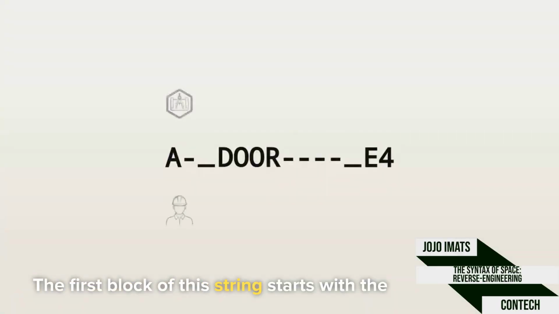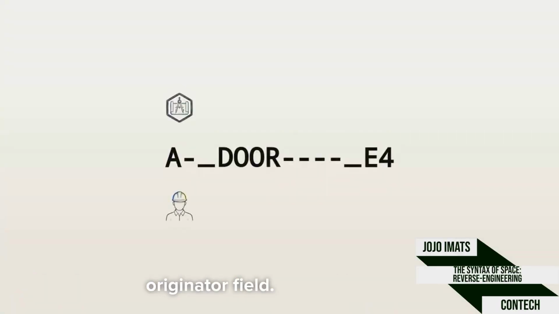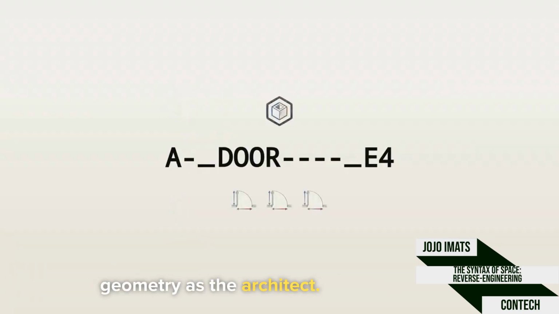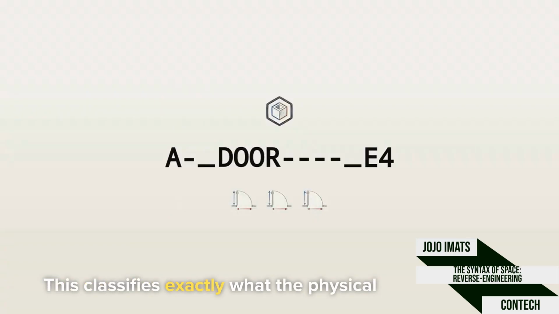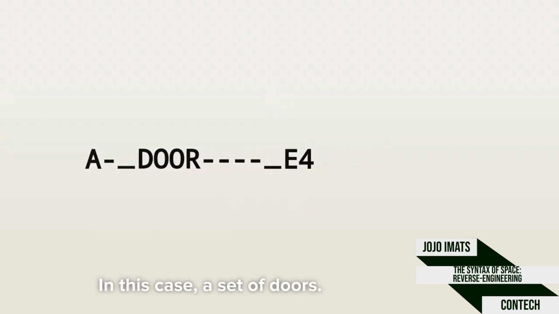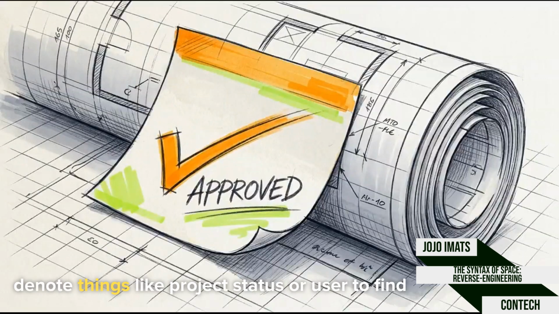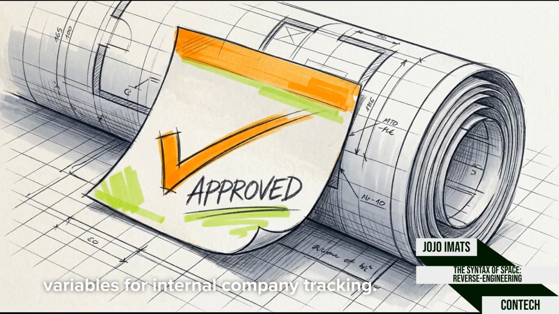The first block of this string starts with the originator field. Here, the A identifies the author of the geometry as the architect. The second block is the element field. This classifies exactly what the physical geometry represents, in this case, a set of doors. The CP83 standard also accounts for trailing optional fields at the end of the sequence to denote things like project status or user-defined variables for internal company tracking.